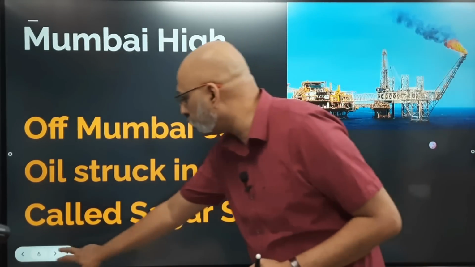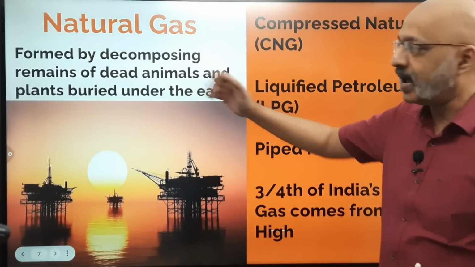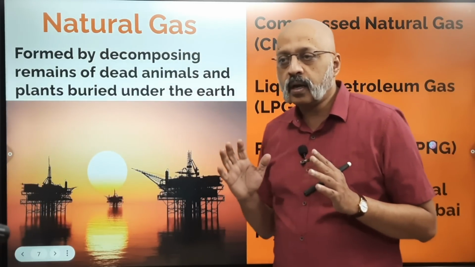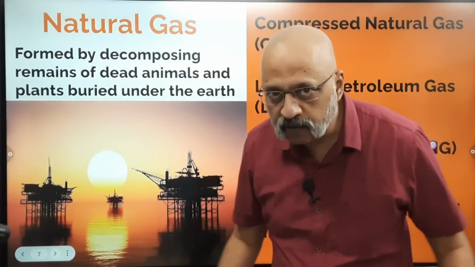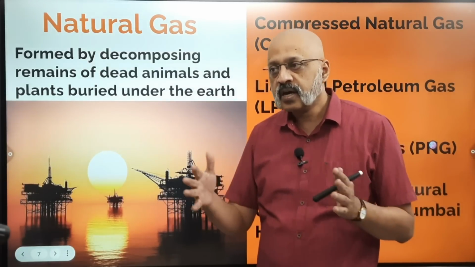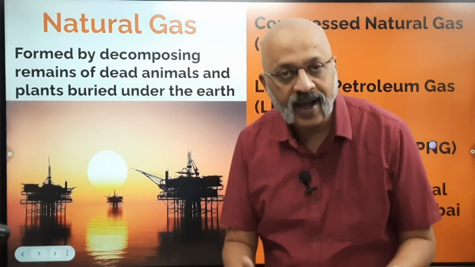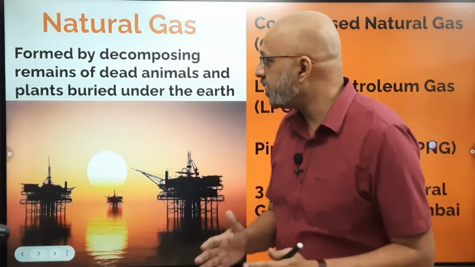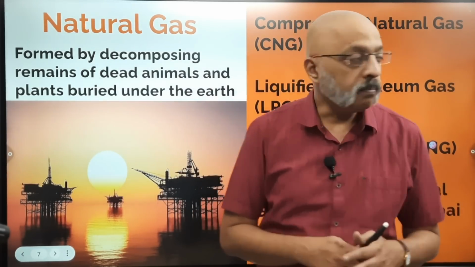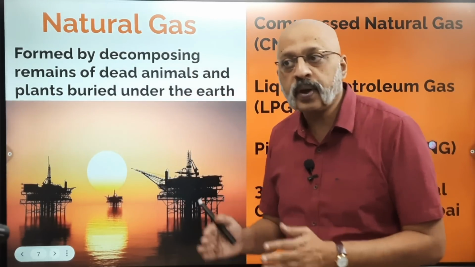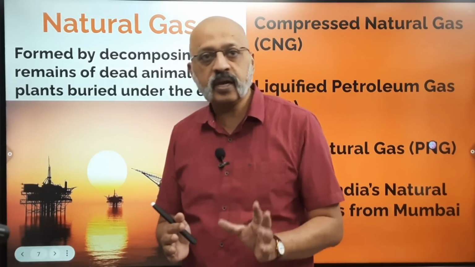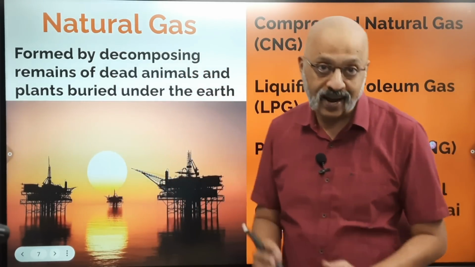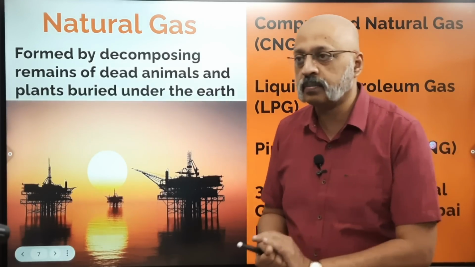We will now move to natural gas. An oil field yields both mineral oil as well as natural gas. Natural gas is mainly composed of methane, plus propane and ethane. Mainly methane, 95%, also propane and ethane. You would be familiar with these terms from chemistry.